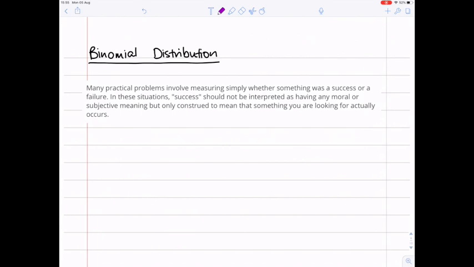Next up, we have what's called the binomial distribution. We won't use this very much, but it is used to introduce a distribution we will use a lot. So often, practical problems involve simply measuring whether something worked or didn't work. And here we're using success and failure simply to indicate something happened or didn't happen. It's not having a moral or subjective meaning. As we've said before in a previous section, it just means that something happened or didn't happen.